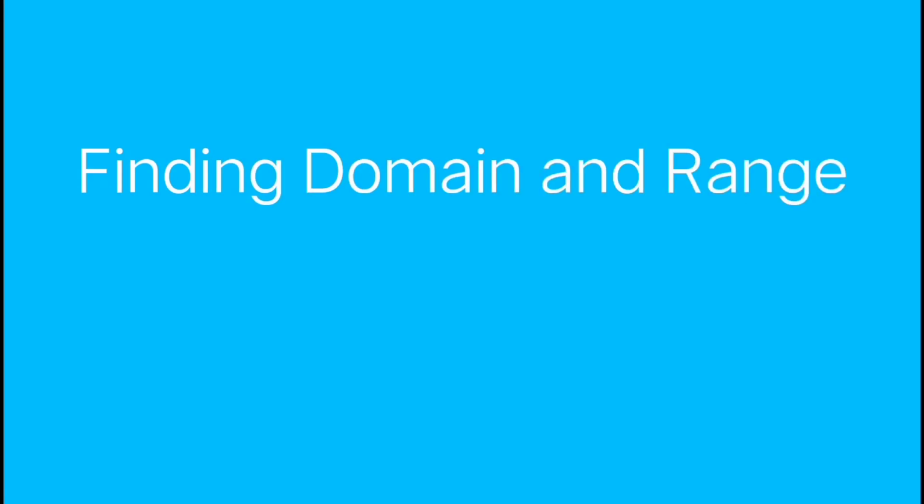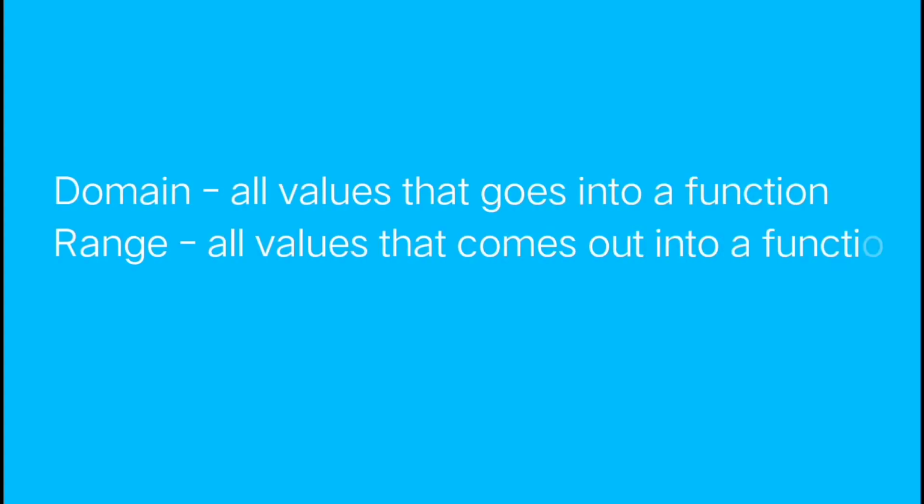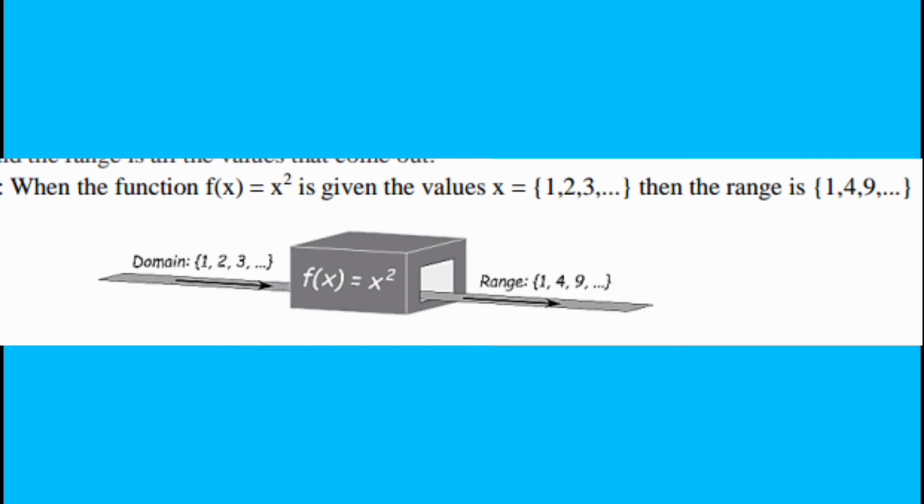Our topic for today is how to find the domain and range of a rational function. In simplest form, the domain is all the values that go into a function, and the range is all the values that come out. So here's an example. When the function f of x is equal to x squared is given the values x equals the set of 1, 2, 3, etc., then the range is a set of 1, 4, 9, and so on.